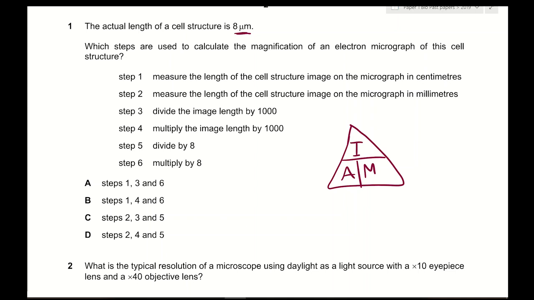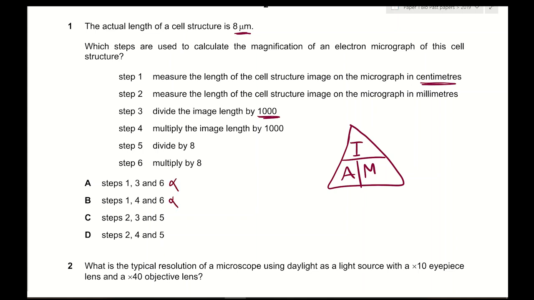Now, let's see the suggestions that we have here. For A, steps 1, 3, and 6. For step 1, measure the length in centimeters. Then, for step 3, divide the image length by 1,000. Now, what we're trying to do here is converting the image length to micrometers. Therefore, this will not work.